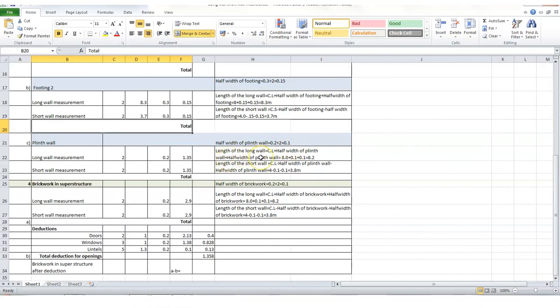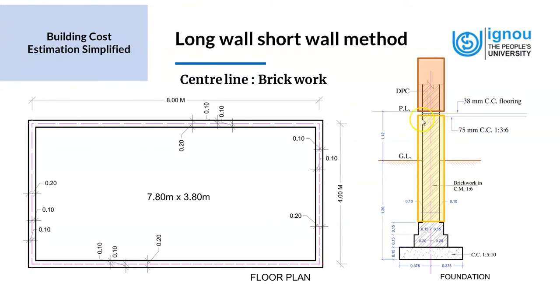Again, length of the long wall. We'll just go back to the drawing and see how to find the length of the long wall and short wall. So what we are measuring is this area, which is hatched in yellow, and the brickwork above it is hatched in a separate color. So we have again the center line, dotted line, which is at 8 meters by 4 meters. This is the center line measurement of long wall and short wall.